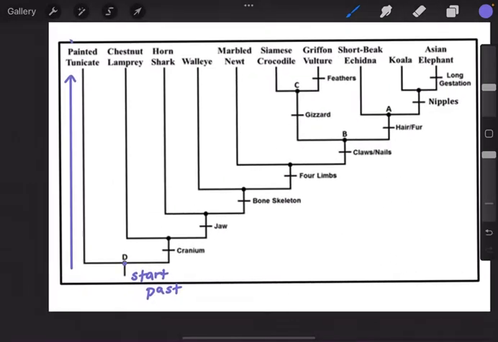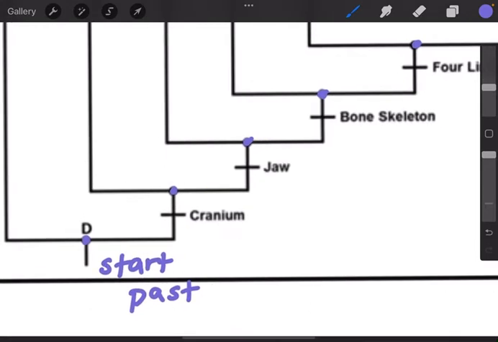So when we're looking back at the one that we had to look at here, some of them are labeled like D. These are all of our nodes that I am kind of coloring in here. And at each one of these, there's a speciation event. And this is also a common ancestor.